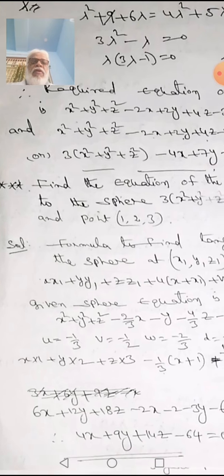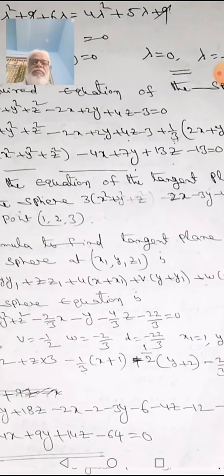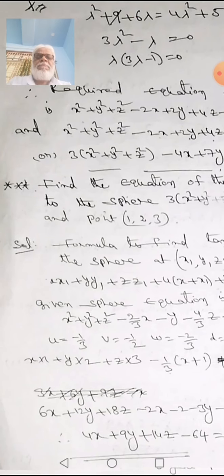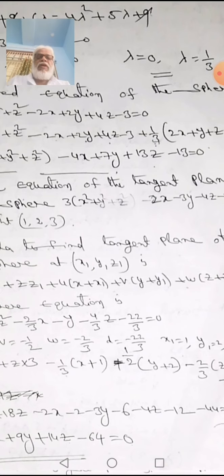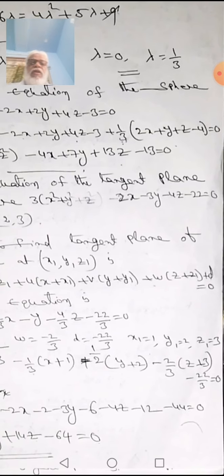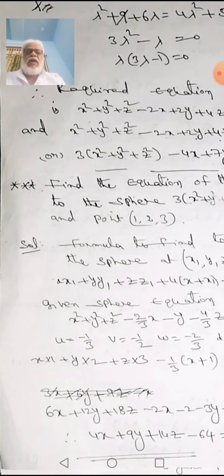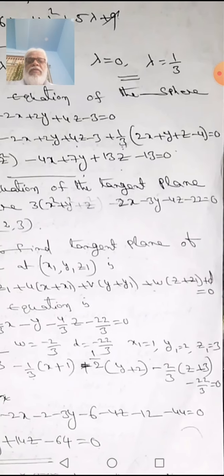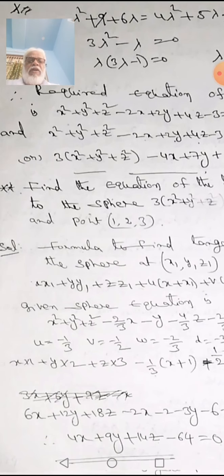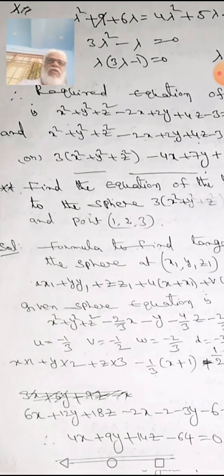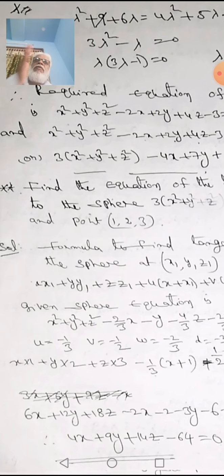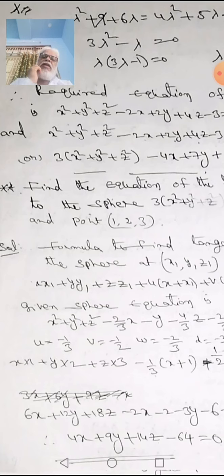Another type of problem. Find the equation of the tangent plane to the sphere 3 of x square plus y square plus z square minus 2x minus 3y minus 4z minus 22 is equal to 0, and the point is 1, 2, 3. It means find the equation of the tangent plane of the sphere at the point 1, 2, 3. First of all, we know what a tangent plane is. Tangent plane means the plane which touches only at a single point to the sphere. That plane is called tangent plane to the sphere.